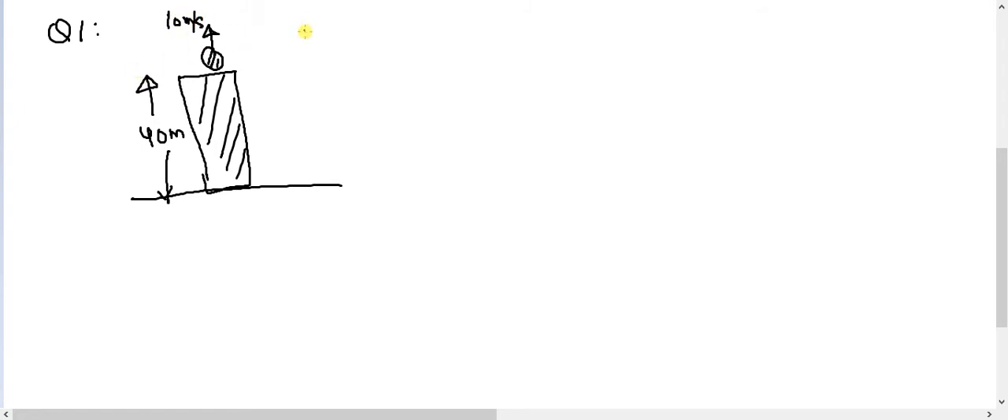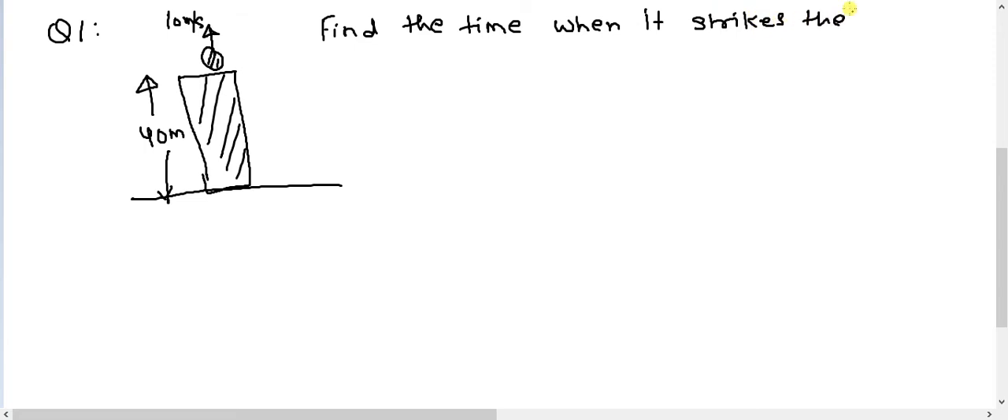Now the question says find the time when it strikes the ground. And it's given that acceleration due to gravity, that is g, is 10 meter per second square. Now the basic question is this only. It's very simple, as you can see. Now I'll be telling you about the sign convention, because that is the most important thing in this chapter.